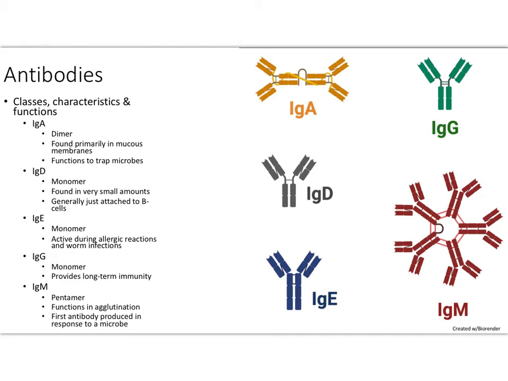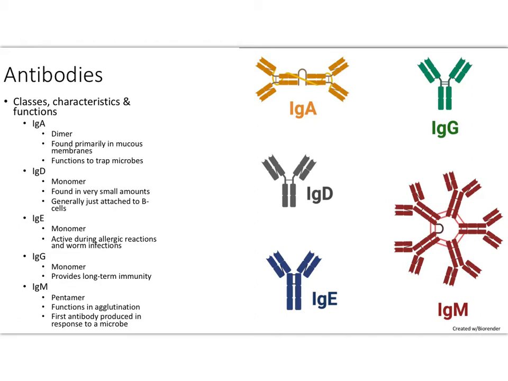And the last big thing that you need to understand about antibodies is that there are different classes of antibodies. There are 5 main classes of antibodies, and I've got them listed here in alphabetical order, not necessarily in order of importance or in order of amount, just alphabetical order. And the classes are IgA, IgD, IgE, IgG, and IgM.